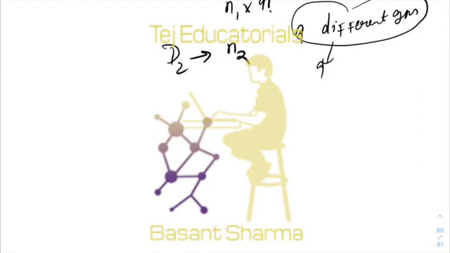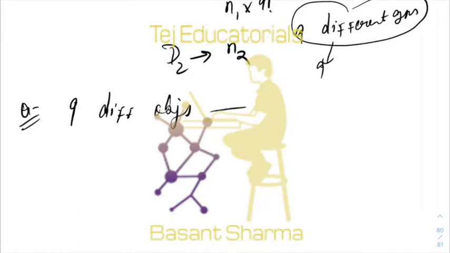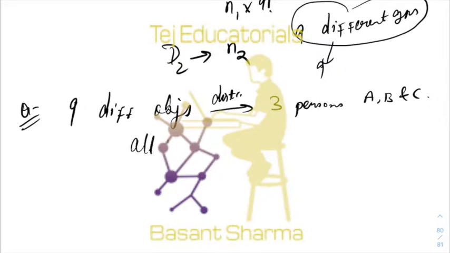Okay, so today we are going to solve some problems. The first question is, you have 9 different objects, and you want to distribute the 9 different objects among 3 persons, A, B, and C, and all objects must be distributed.